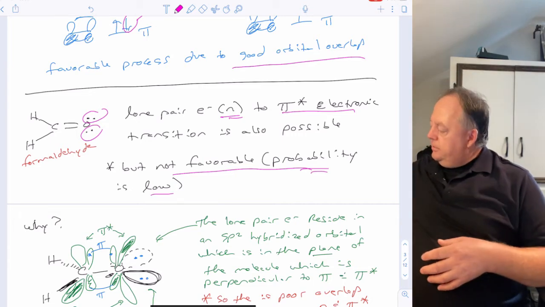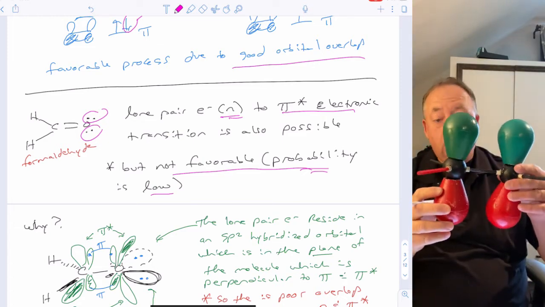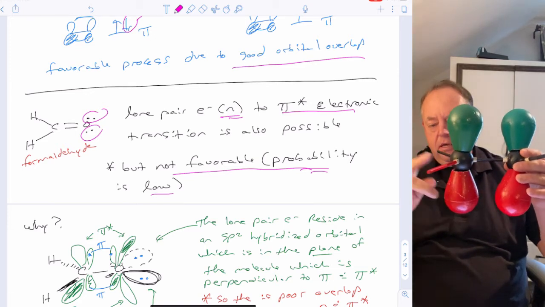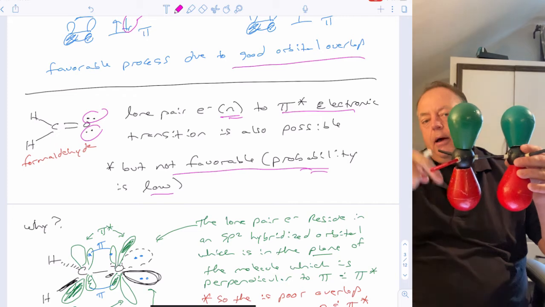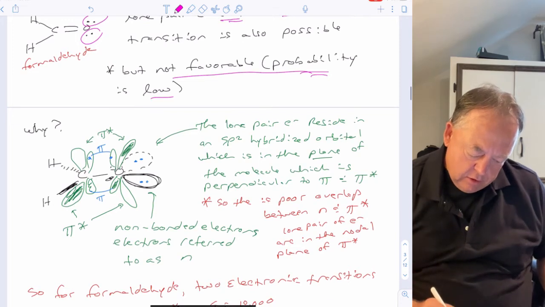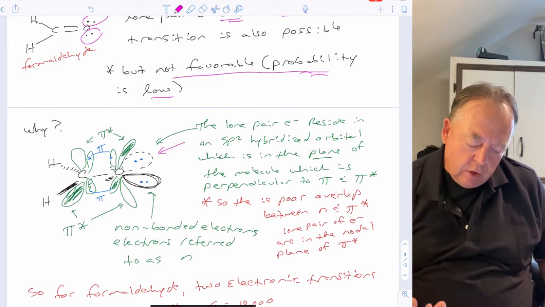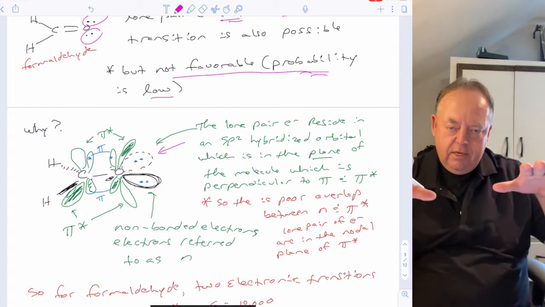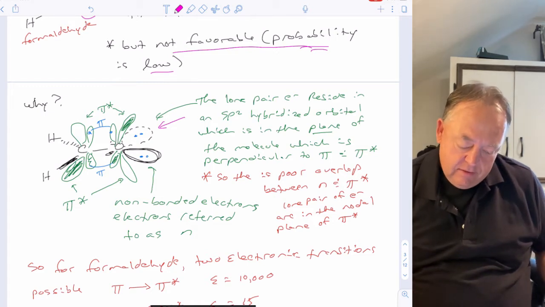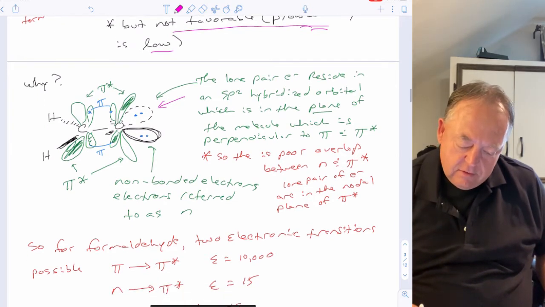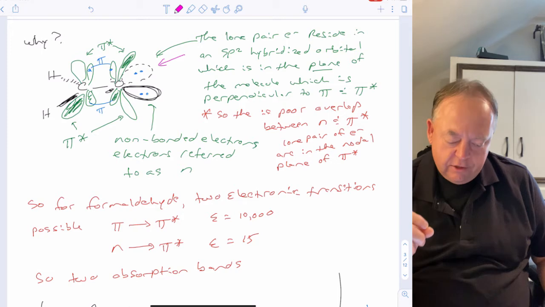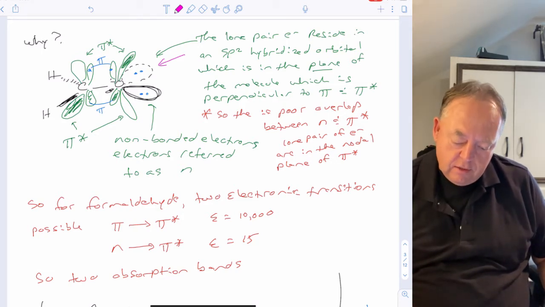And the reason being, well, where are the non-bonded electrons at? They're in the sigma system. They're in the sp2 orbitals, and the sp2 orbitals are perpendicular to the pi system. So there's poor overlap, right? So the sp2 non-bonded electrons are in the plane of the ring. The pi system is perpendicular to the ring. So the orbital overlap between the sp2 and the pi system is poor, right? So the probability that the non-bonded electron will absorb the energy and move to pi star is low probability.